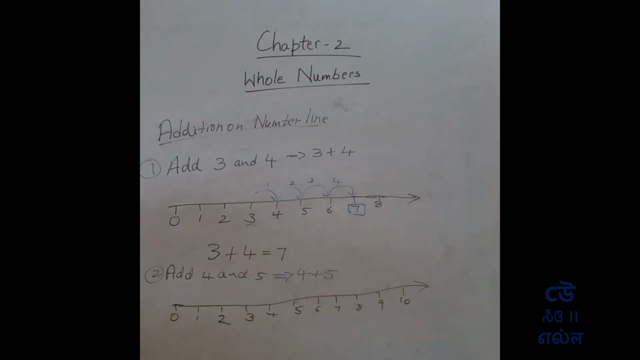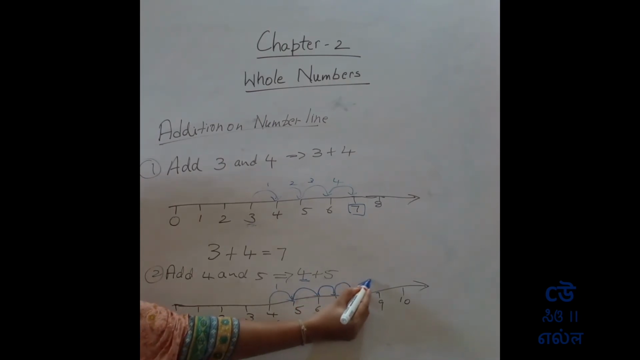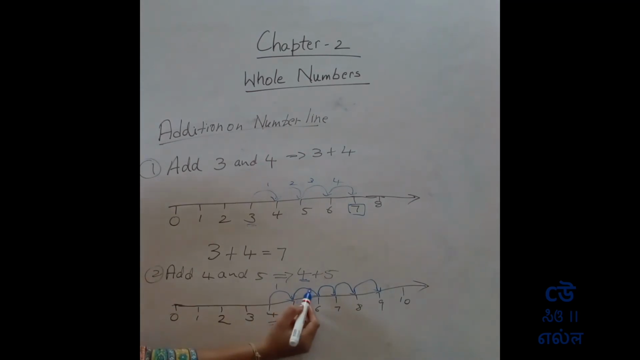Okay children, first you will draw the number line. Next, what starting number have they told? 4 they have told. So where is 4 on the number line? Here we have 4. So we have to add 5 to 4. So from 4 how many numbers do we jump? 5 numbers. 1, 2, 3, 4, 5.